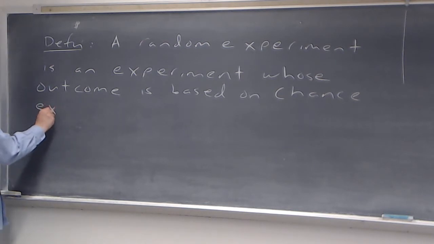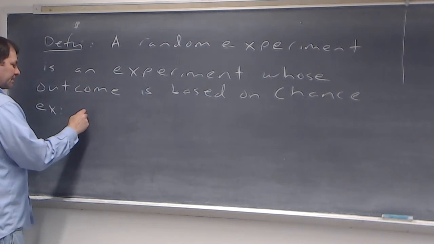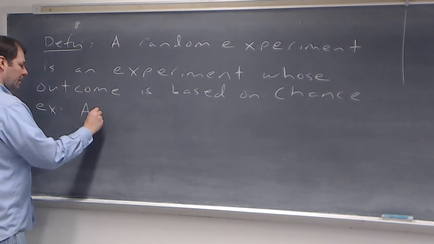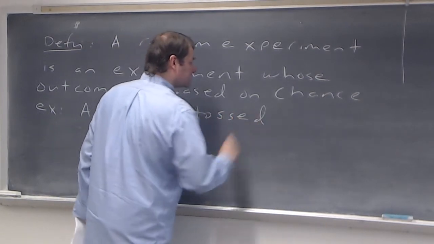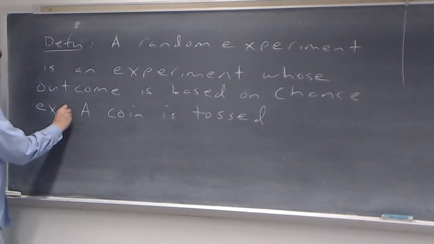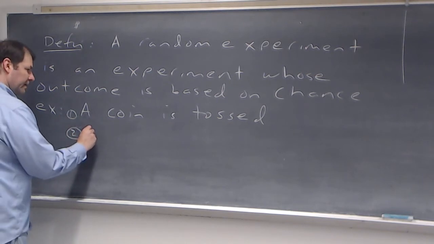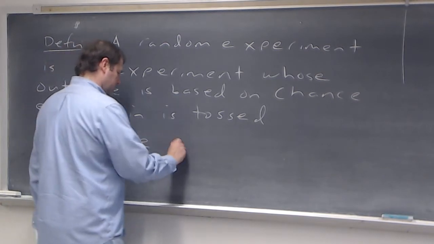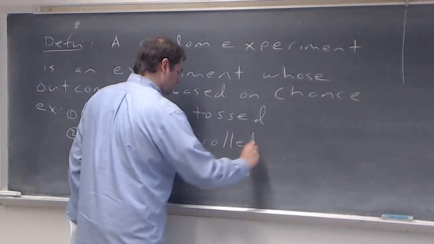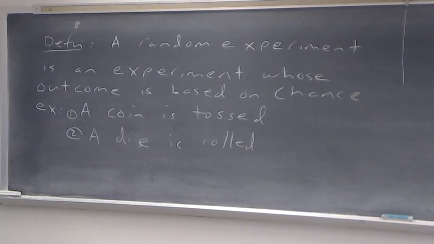And so, as an example, we could have, as a random experiment, if a coin is tossed, that's a random experiment. Another example is if a die is rolled. That's a random experiment too. We know that if we roll a die, we're going to get a number 1 through 6 for a six-sided die, but we don't know which number we would get on a particular roll.